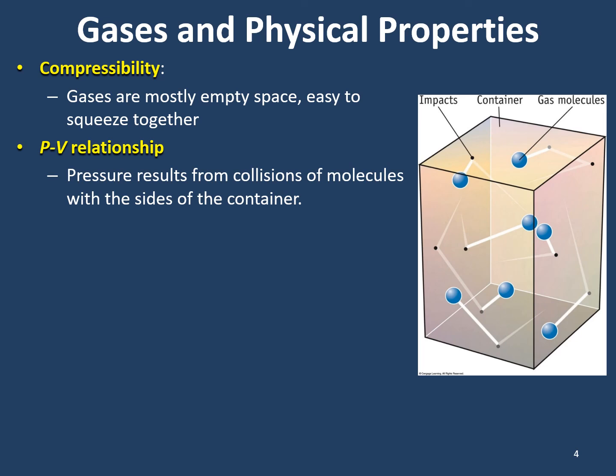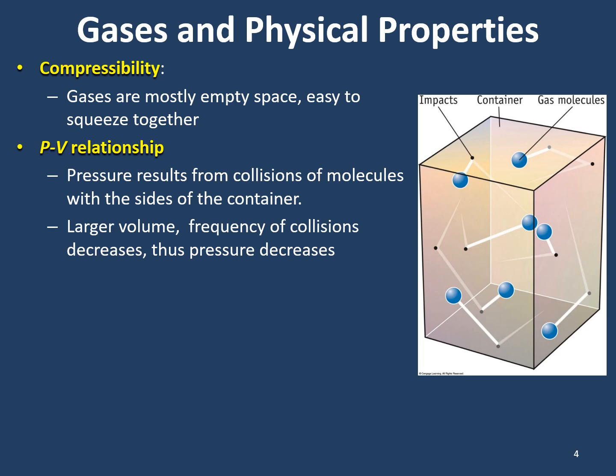The pressure-volume relationship is an inversely proportional relationship. We need to know that pressure is actually the result of collisions of gas particles with the sides of a container. So the more collisions we have, the higher the pressure. If we have a larger volume, the frequency of our collisions in the container is going to decrease because it's a bigger space. The gas particles aren't going to collide with the container as often. This will therefore decrease the pressure.